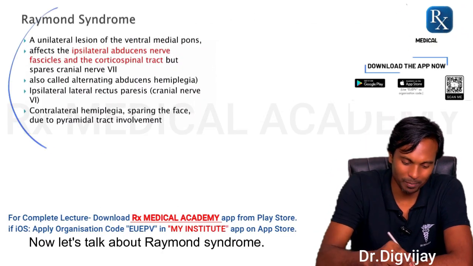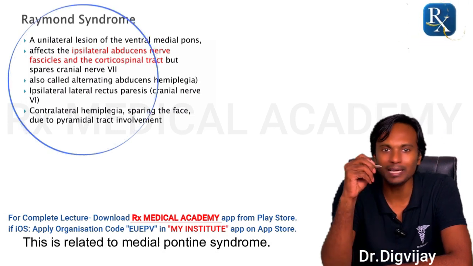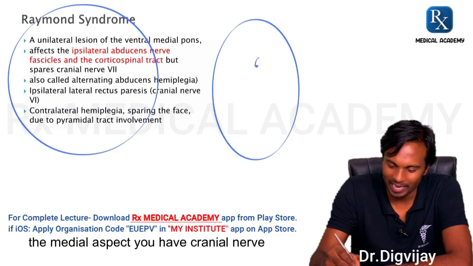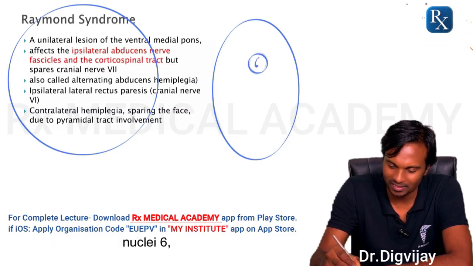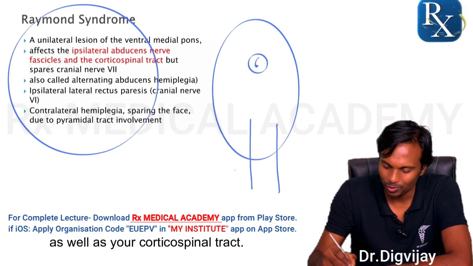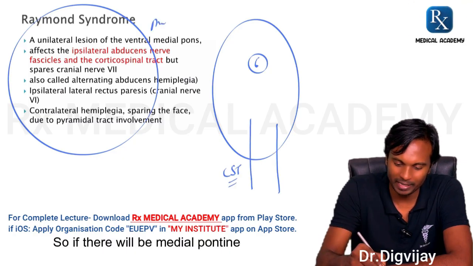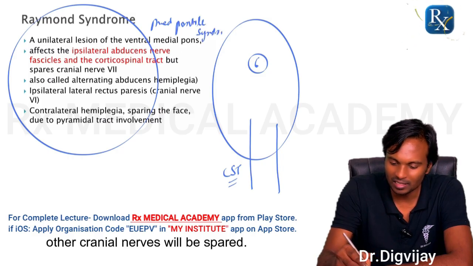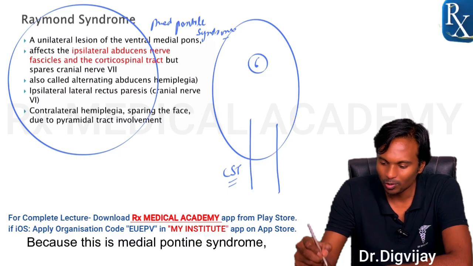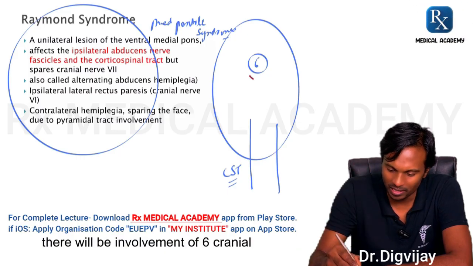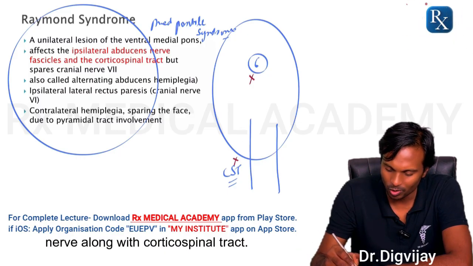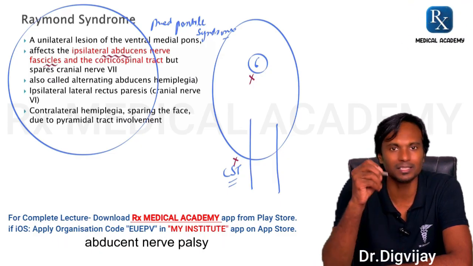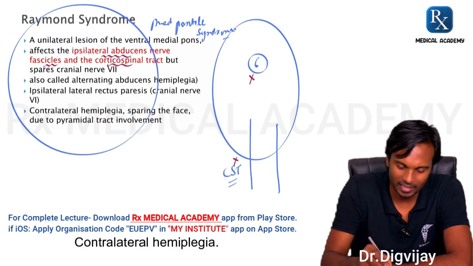Now let's talk about Raymond syndrome. This is related to medial pontine syndrome, and we have already understood that towards the medial aspect you have the cranial nerve 6 nucleus as well as your corticospinal tract. So in case of medial pontine syndrome, other cranial nerves will be spared. Because this is medial pontine syndrome, there will be involvement of the sixth cranial nerve along with the corticospinal tract. So this will result in ipsilateral abducens nerve palsy along with contralateral hemiplegia.